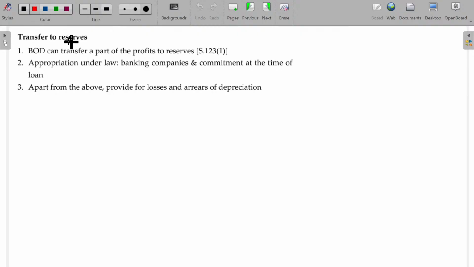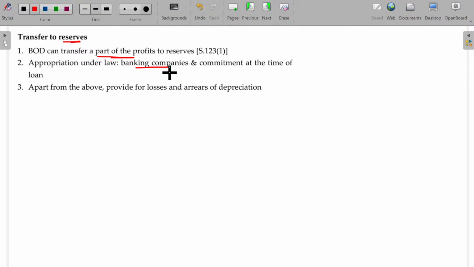Now, while transferring the amount to reserves account, usually the board of directors can transfer a part of profits to the reserves account. But in case of a banking company, there's a commitment. At least 25% of the current year's profit should be transferred to the statutory reserve available for the companies.